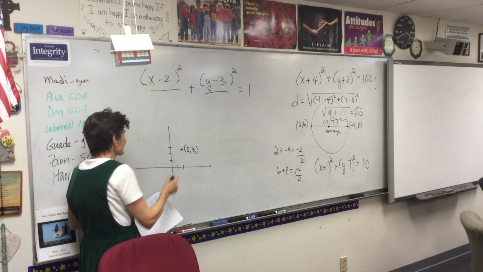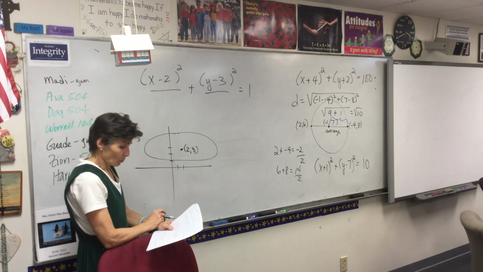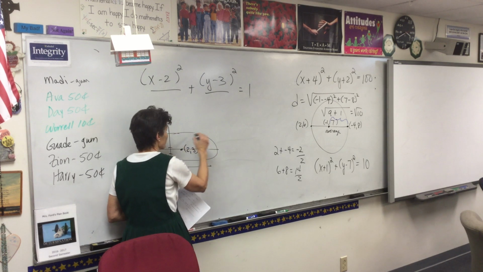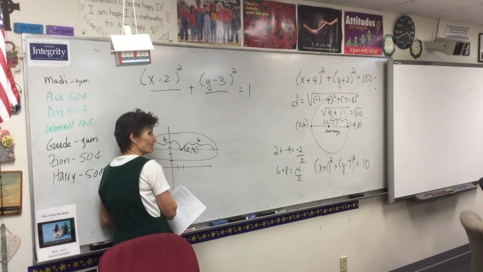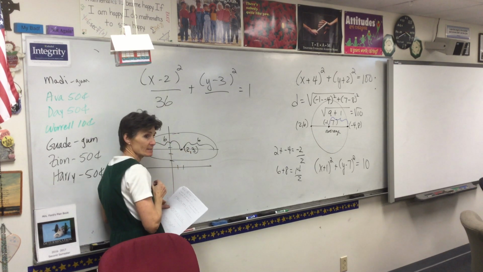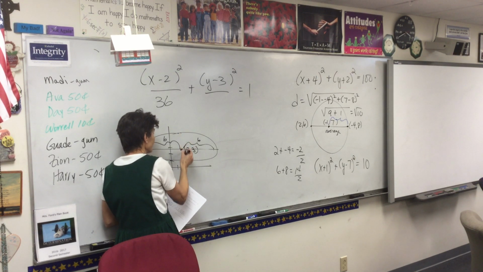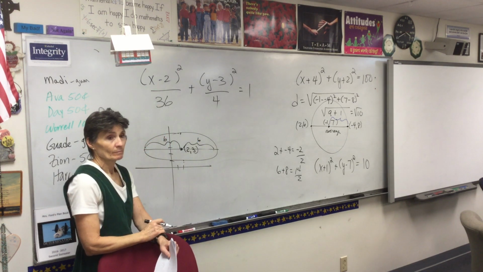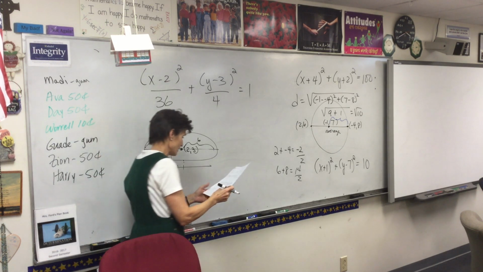It's stretched horizontally. That means it looks like that. So when they tell me that the major axis has a length of 12, that means I'm going to go forward and backward 6, which means that's a 36. And the minor axis has a length of 4. That means I'm going up and down 2, so that's a 4. And that's done, that's easy.